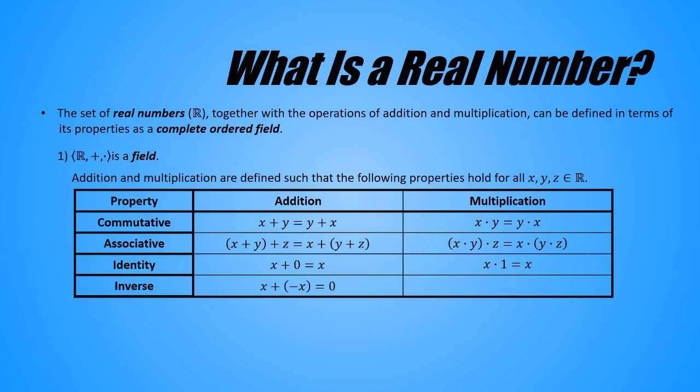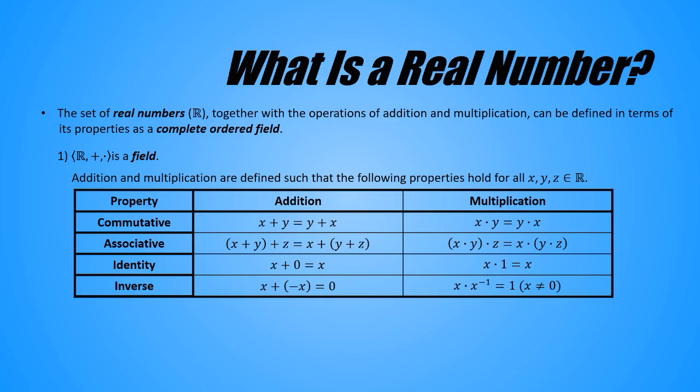For each x, there's a unique element of R called the additive inverse of x, such that x plus its additive inverse gives the additive identity. We denote the additive inverse of x as negative x. And for each x except x equals 0, there's a unique element of R called the multiplicative inverse of x, such that x times its multiplicative inverse gives the multiplicative identity. We denote the multiplicative inverse of x as x to the negative 1 power.